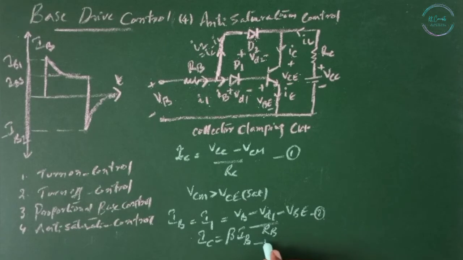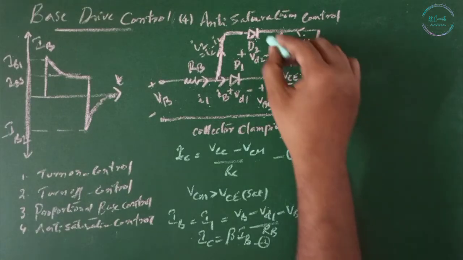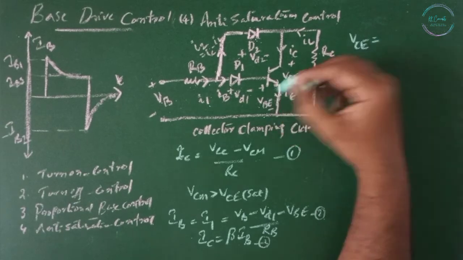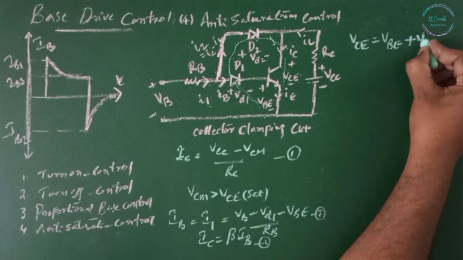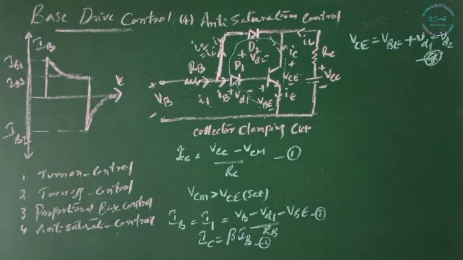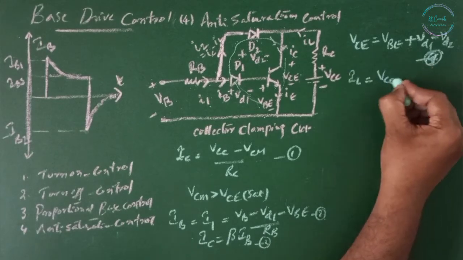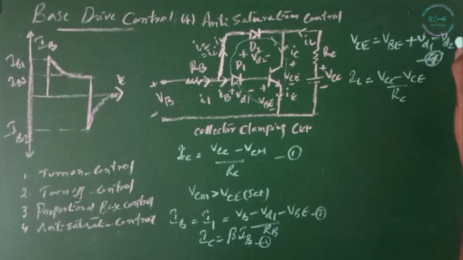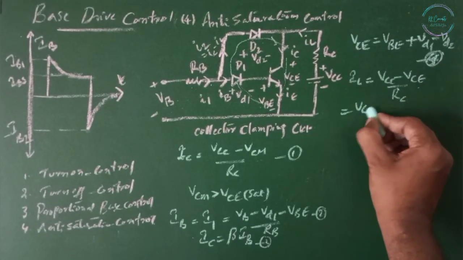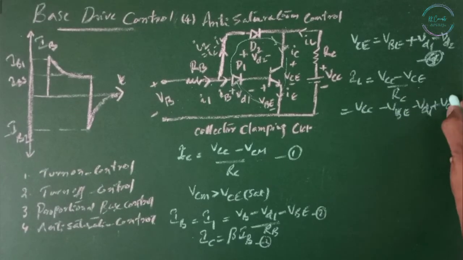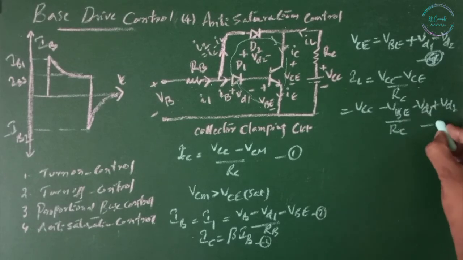After the collector current rises, the transistor is turned on and the clamping takes place. If D2 conducts, VCE equals VBE plus VD1 minus VD2. That is equation 4. Then the load current IL equals VCC minus VCE divided by RC. Now substituting the value of VCE, this will be VCC minus VBE minus VD1 plus VD2 divided by RC. Let this be equation number 5.